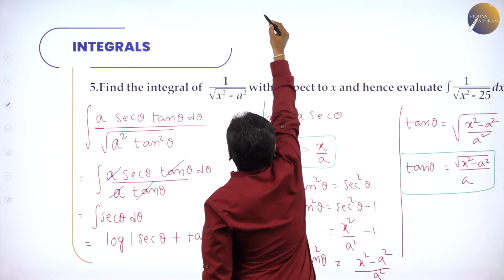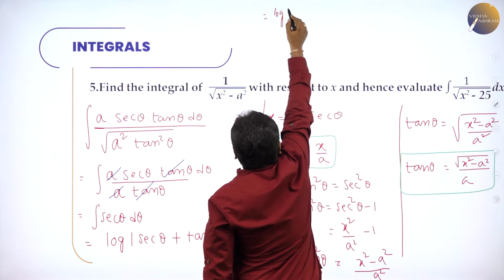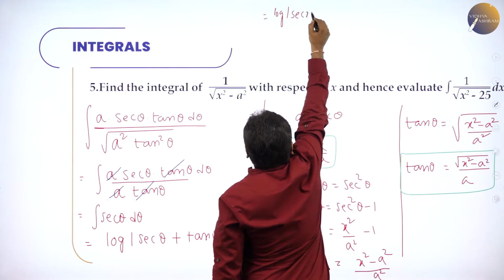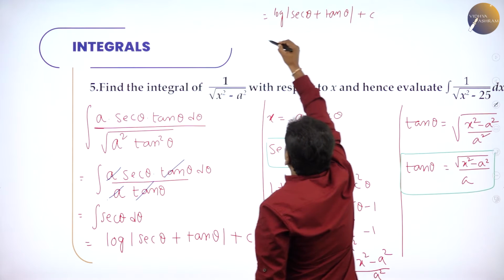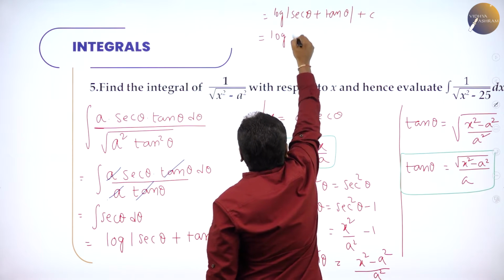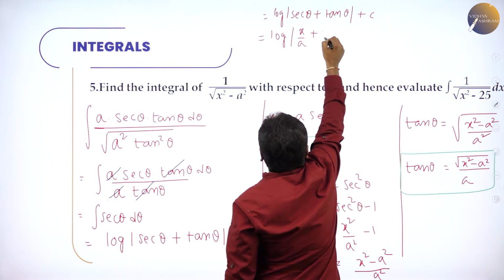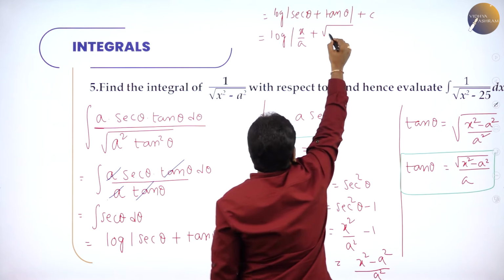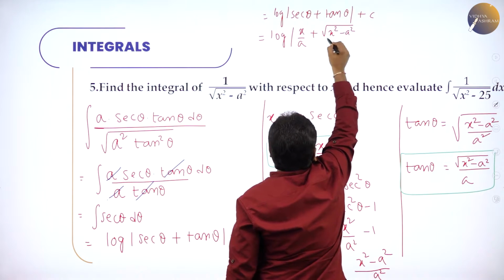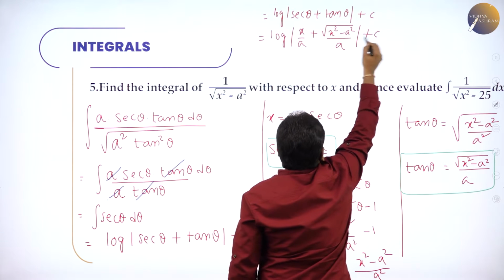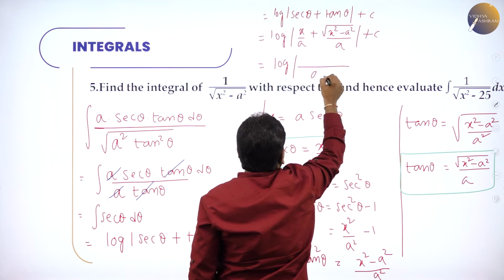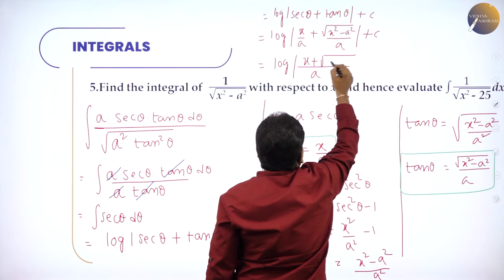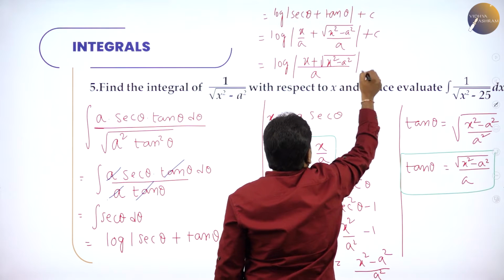So the final answer we had was log of mod of secant theta plus tan theta plus c. Now substitute in it. If you substitute, it becomes log of mod of x by a plus root of x square minus a square by a, plus c. Now I can take the LCM for the whole thing, so log of mod of 1 by a is the LCM, x plus root of x square minus a square, plus c.